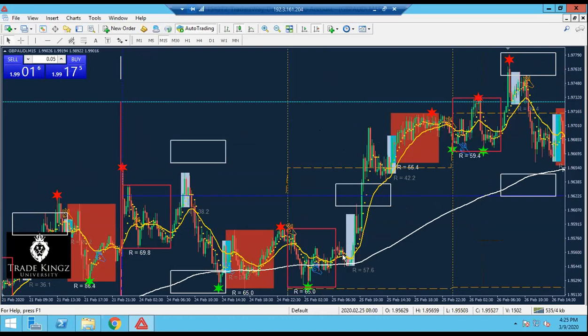But what's important though is between this area here, after the Asian session, and the end of the day here.